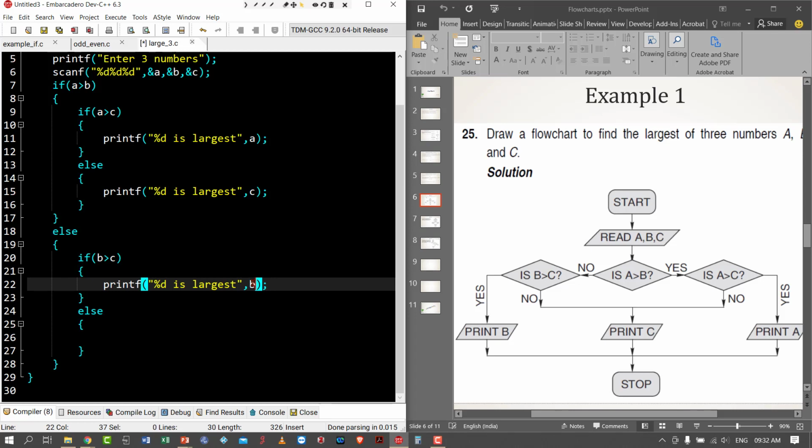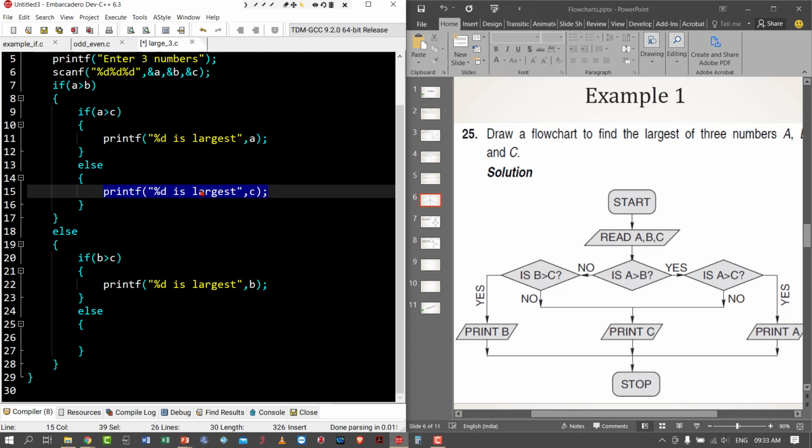Saket Kumar. Sir, what will be line number 26? Printf percent D is largest, and here comma C. Okay. So if B greater than C is false, you have to print C. So this same statement will be repeating.